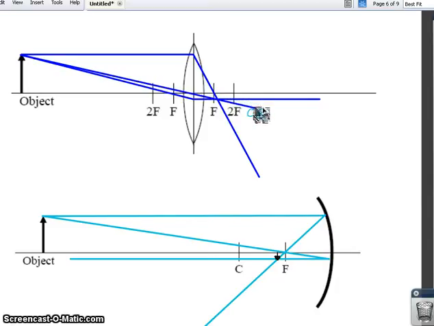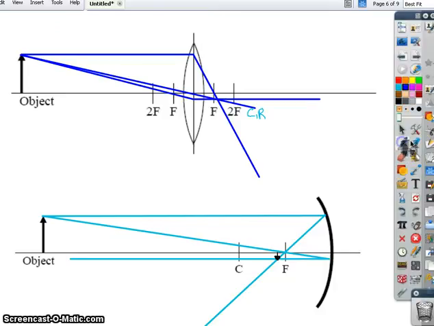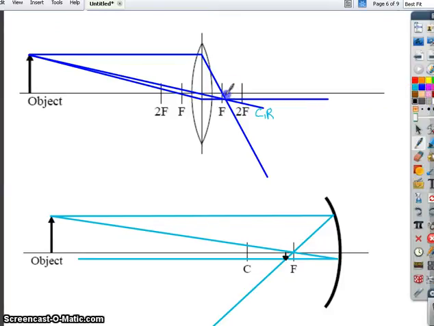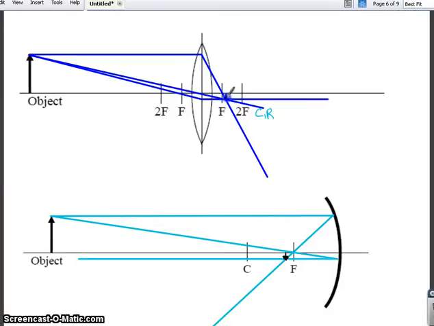Okay, just like that. And you can see here, our object is going to be right there, and it's going to be an arrow that is upside down. So what do we know about this? If we have an object that is beyond 2F, so you can see here's 2F, it's beyond 2F, it is going to be three things. It is going to be smaller. It is going to be a real image, not a virtual image, and it's going to be inverted.